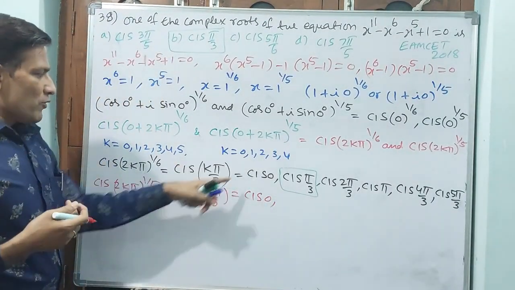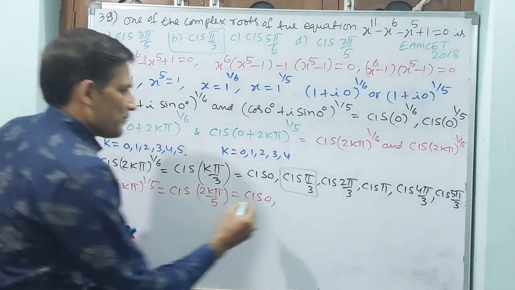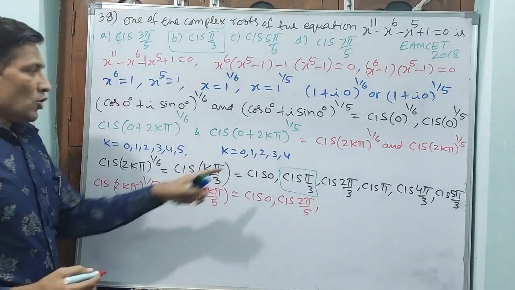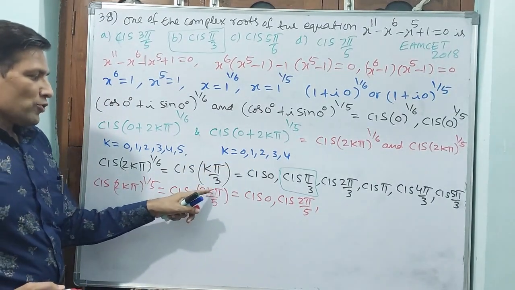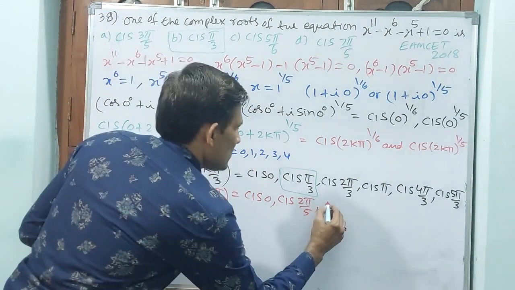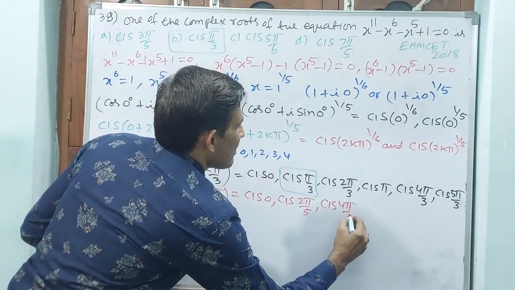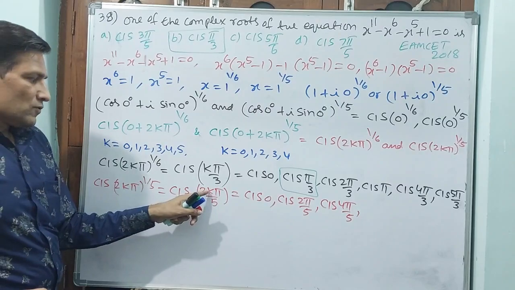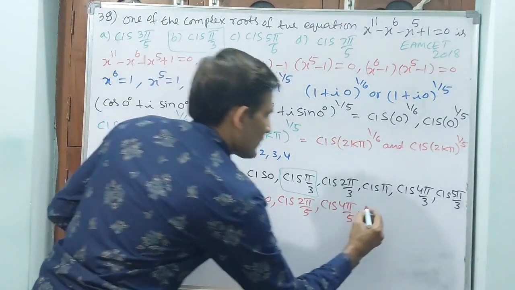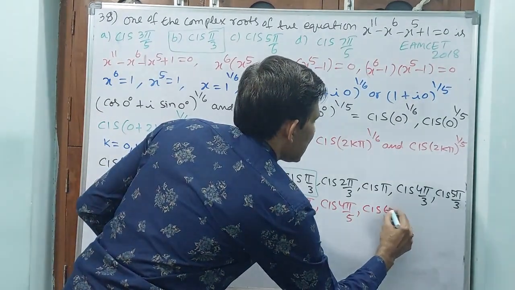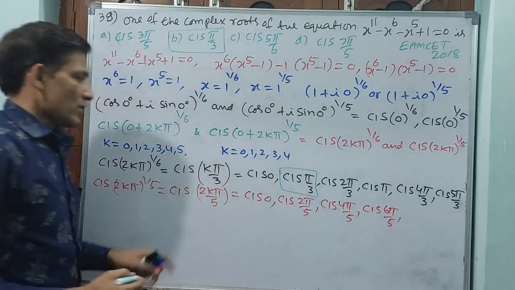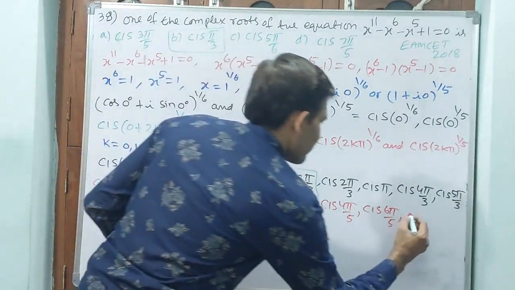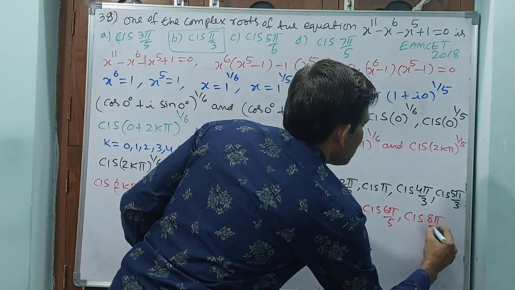Okay. 1 you have to apply, automatically 2 pi by 5, CIS 2 pi by 5. 2 if you apply, automatically 2 into 2, 4 pi by 5, CIS 4 pi by 5. 3 if you apply, automatically 6 pi by 5, CIS 6 pi by 5. 4 if you apply, 4 into 2, 8 pi by 5, CIS 8 pi by 5.